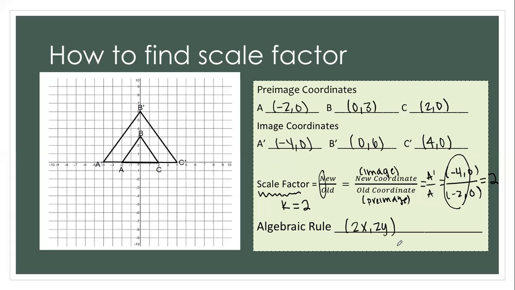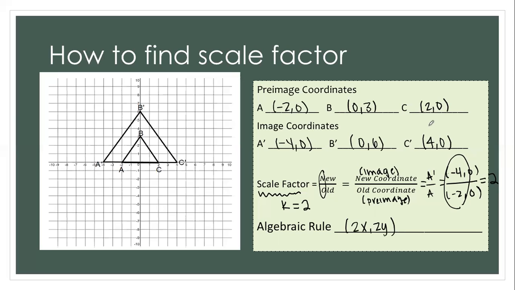And then if you were to check with any of the other coordinates, it should be the same number. I love what you just said. It shouldn't be different because everything would be multiplying by the same scale factor. So if it's 2 times as big, that makes sense. If I go to my pre-image coordinates, -2 times 2 is -4, which gives me my new coordinate. 3 times 2 is 6. 2 times 2 is 4.